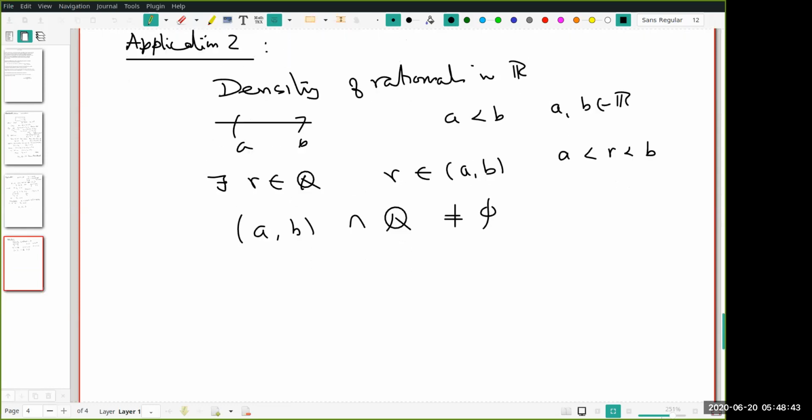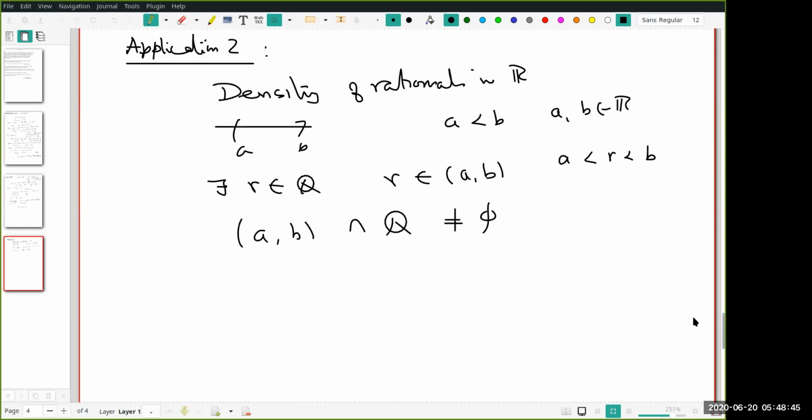That means given any open interval, I can always find a rational number in that interval. Okay. Now I want to make use of that. What I want to claim is, let alpha be a real number. Then I want to say there exists a sequence Rn of rational numbers so that Rn converges to alpha. What does this mean? Any real number alpha can be approximated by rational numbers.